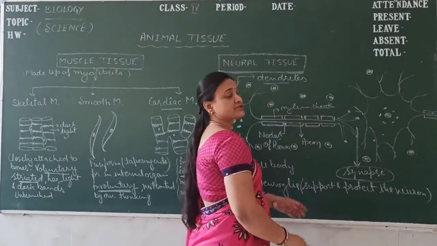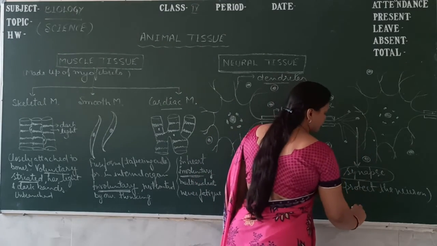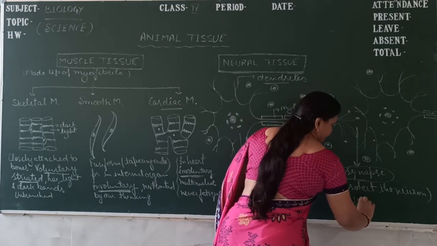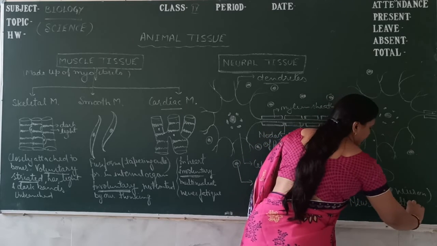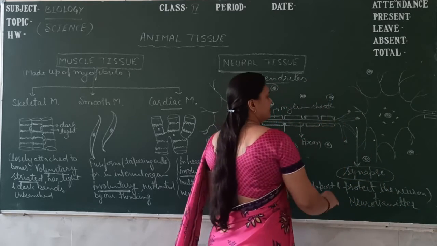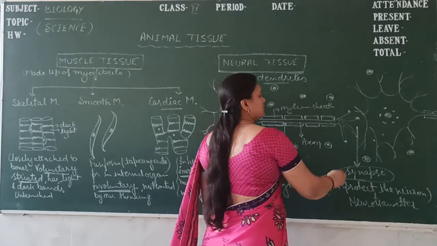The synapse is the functional junction between the two neurons, and in this portion a neurotransmitter, a liquid, is present, and in humans the liquid is acetylcholine.